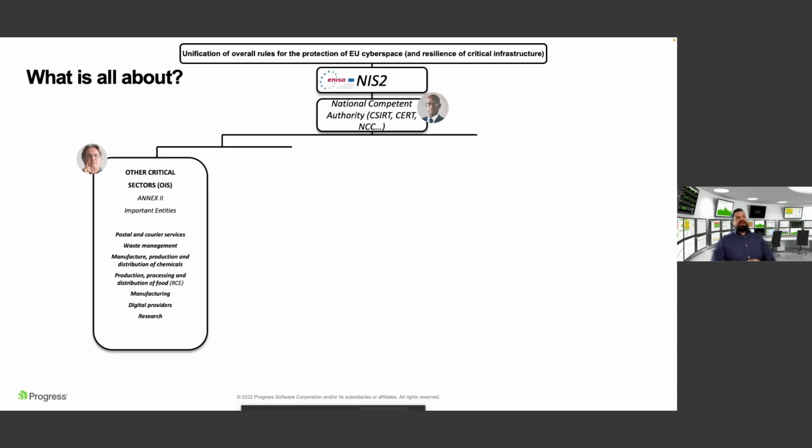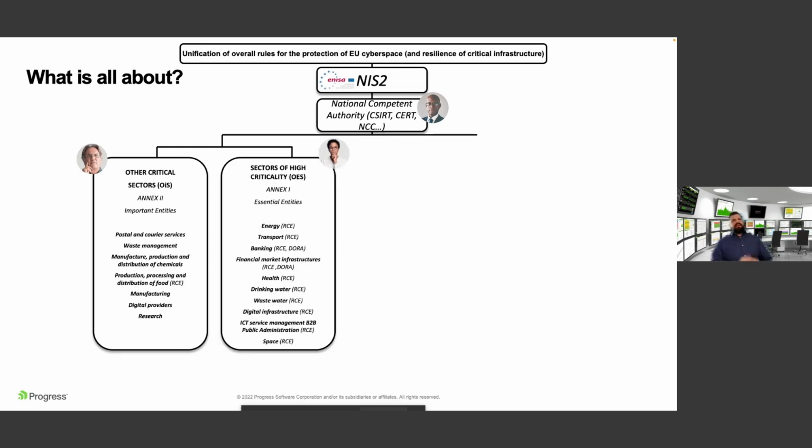We are including the postal and courier services, waste management, manufacture, production, and distribution of chemicals, production, processing, and distribution of food. This kind of entity is also included in the RCE directive, along with manufacturing, digital providers, and research. And the sectors of high criticality, that means operators of essential services, essential entities like energy, transport, banking, financial market infrastructures, health, drinking water, wastewater, digital infrastructure, ICT service management, B2B, public administration, and space. And you can see that 10 of them are also included in the RCE directive as critical sectors or critical entities.